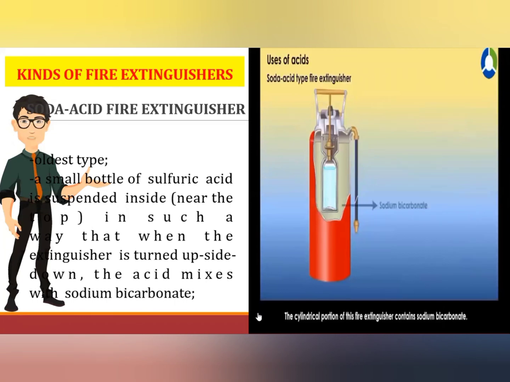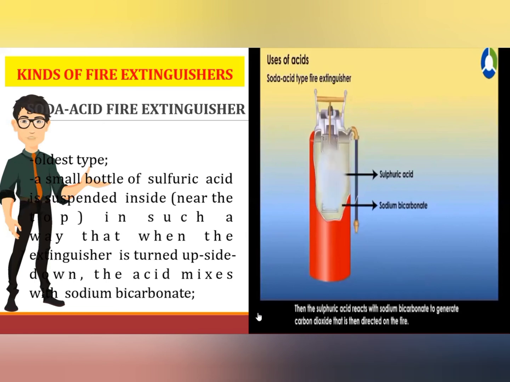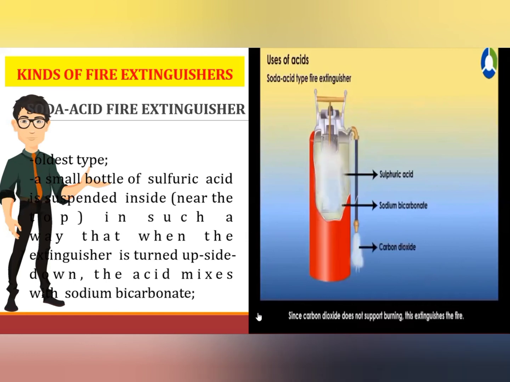The cylindrical portion of this fire extinguisher contains sodium bicarbonate. Concentrated sulfuric acid is sealed in a glass bottle and fixed to its knob. In case of fire, if you strike at the knob, the glass bottle breaks. Then the sulfuric acid reacts with sodium bicarbonate to generate carbon dioxide that is then directed on the fire. Since carbon dioxide does not support burning, this extinguishes the fire.